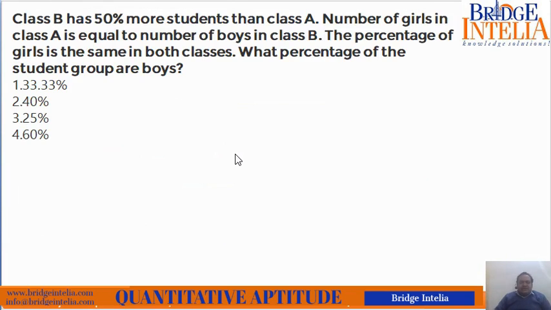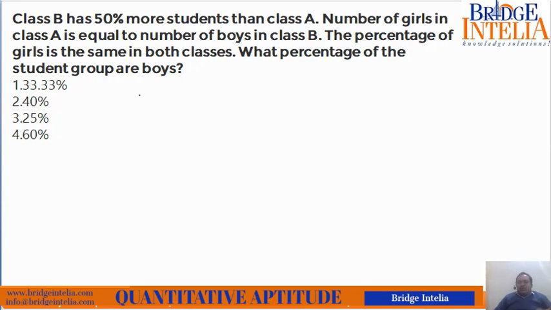Now let's see this one. Class B has 50% more students than class A. Number of girls in class A is equal to the number of boys in class B, the percentage of girls is the same in both classes. What percentage of the student group are boys? So good question. Let's see.